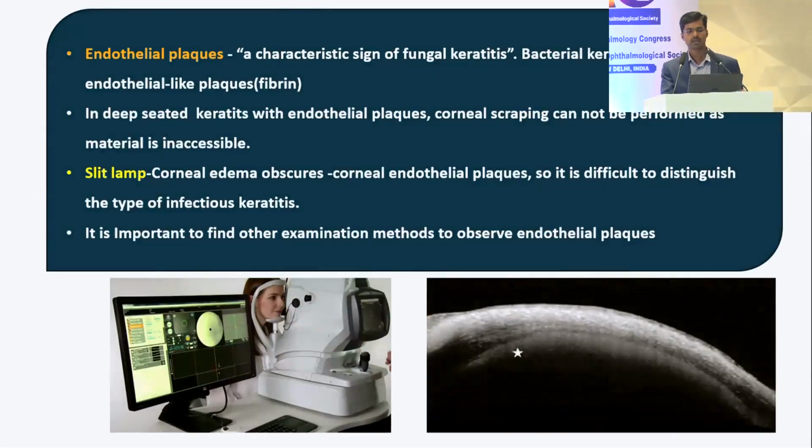Endothelial plaque is a characteristic sign in fungal keratitis, but it can also be seen in bacterial keratitis as well as herpetic keratouveitis. But the composition is different. In fungal keratitis, the endothelial plaque consists of fungal hyphae, but in bacterial keratitis as well as herpetic keratouveitis, the endothelial plaques consist of fibrin material as well as inflammatory cells.